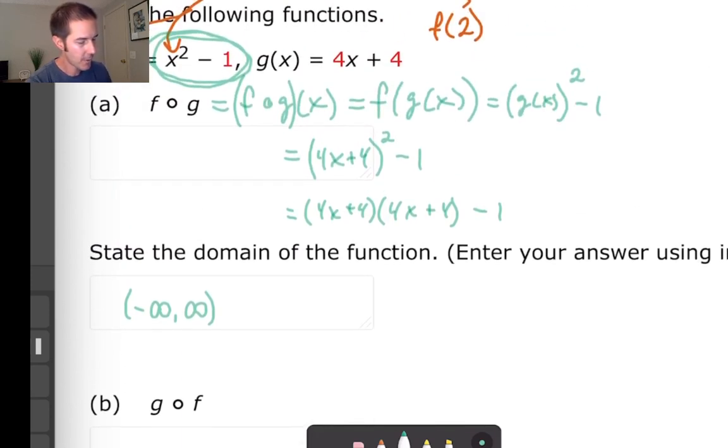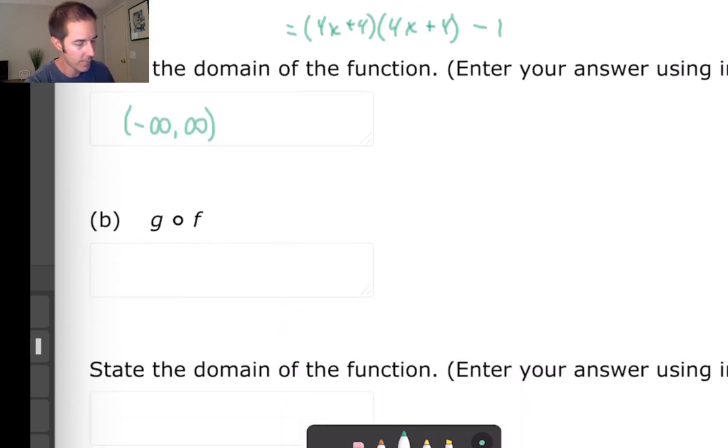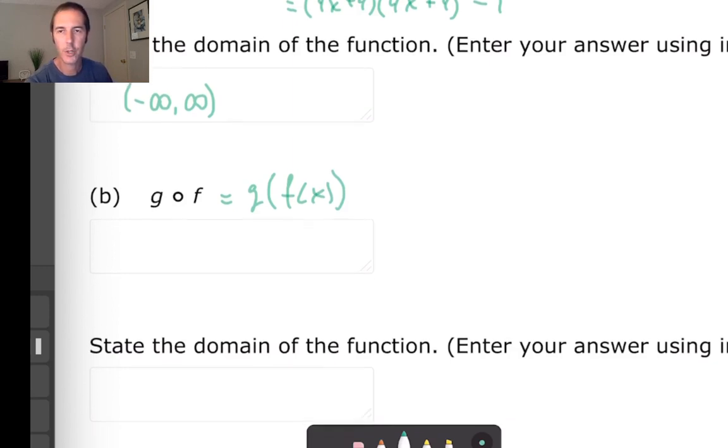G of f is the next part of this question. We have to take our g function, we have to take our f function and plug it into the g function. I'm going to rewrite this using my favorite notation, g of f of x, and I'm going to leave it to you to sort of mimic the process we did with part A, being very careful and plugging your f function into your g function.